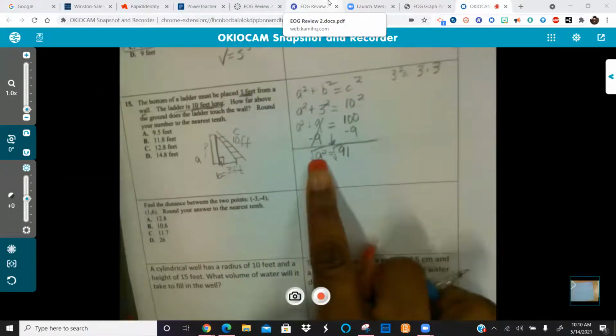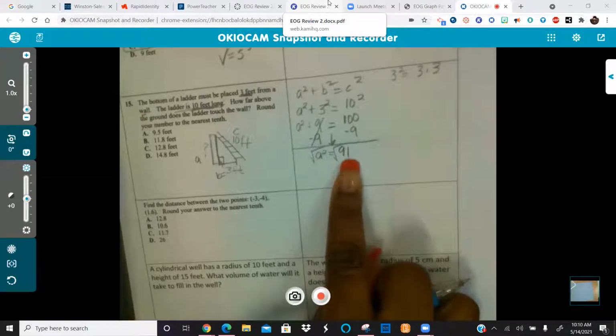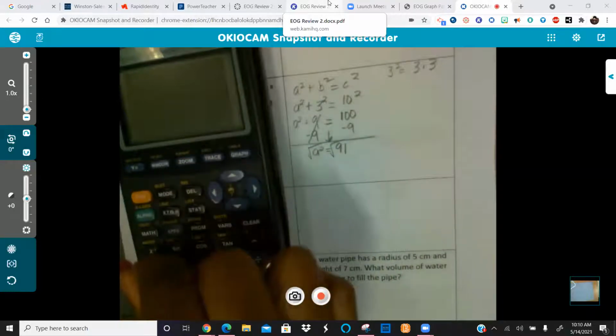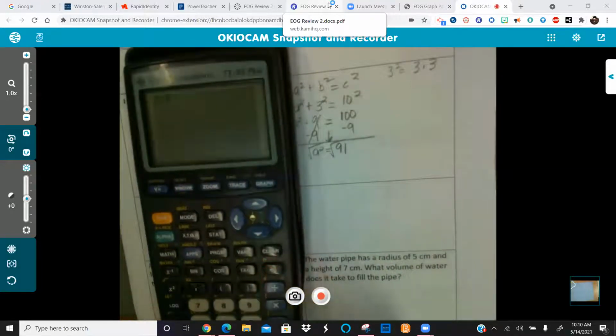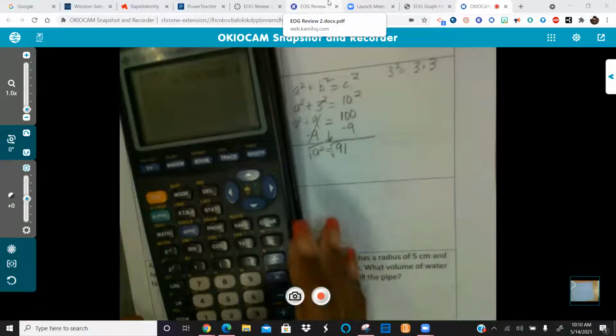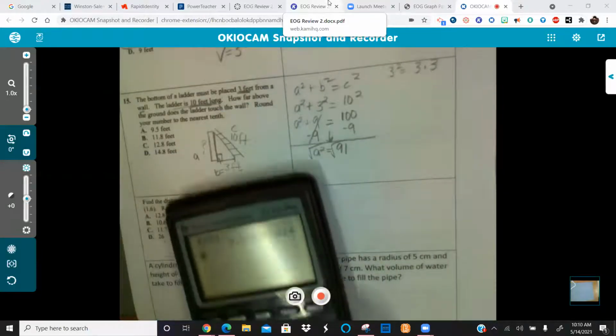All right, so now we want to find the square root of 91. So we're going to type that in. Second, square root sign, 91. Press enter there. Okay, and we're rounding that to the nearest 10th place.